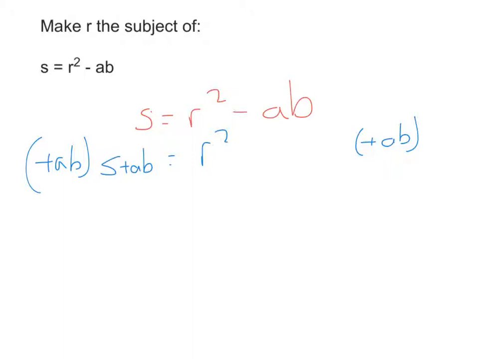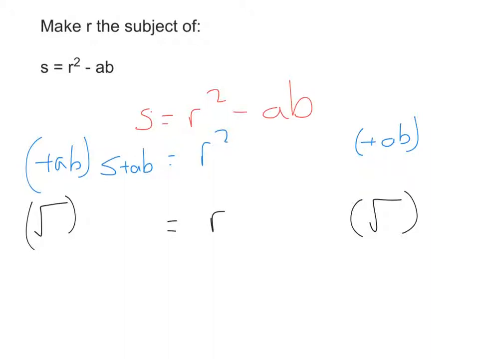Now I've got R squared, I just want R. The inverse to a square is the square root. Okay, so I'm going to square root both sides. If I square root R squared, I'm left with R, which is my final answer.